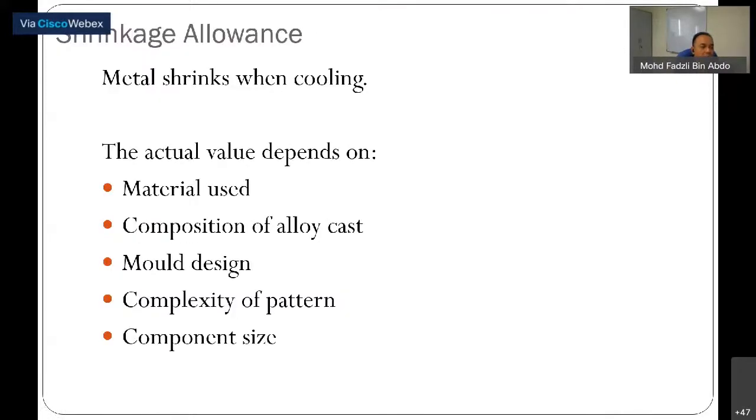Okay. Shrinkage allowance means the metal shrinks when cooling. Okay. The actual value depends on the material used, composition of alloy cast, mold design, complexity of the pattern, and also the component size. Okay.